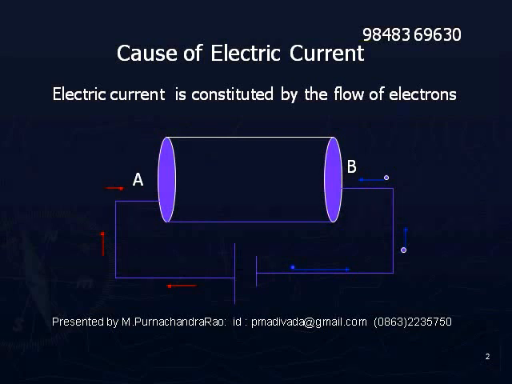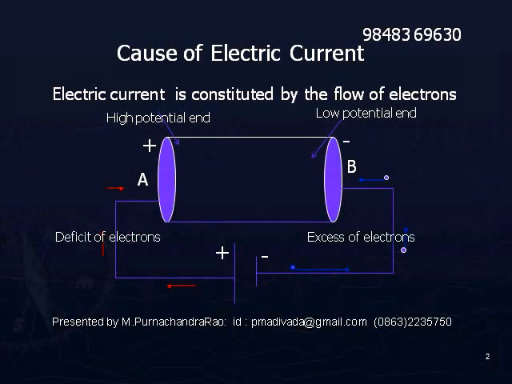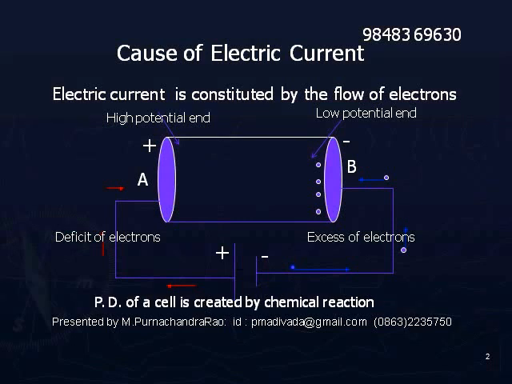Consider the conductor AB. The end A of this conductor is connected to the positive of the battery and the end B is connected to the negative of the battery. Across the terminals of the battery, a potential difference is maintained by chemical reaction. This cell creates a potential difference across the ends of the conductor A and B. The end A will be positively charged and the end B will be negatively charged.